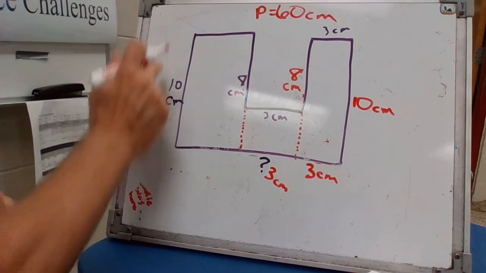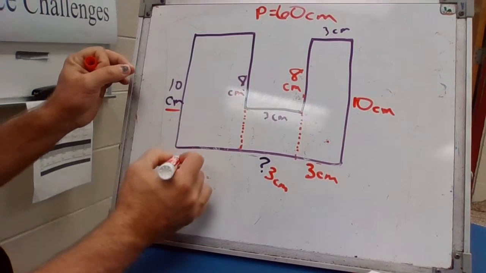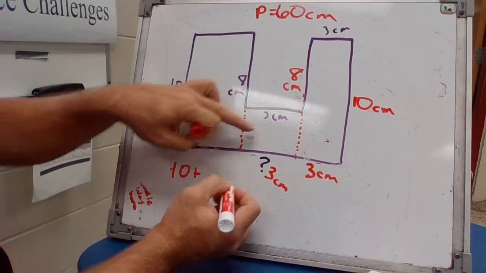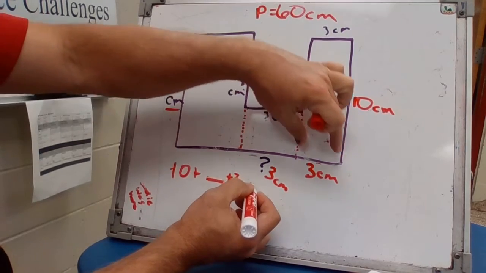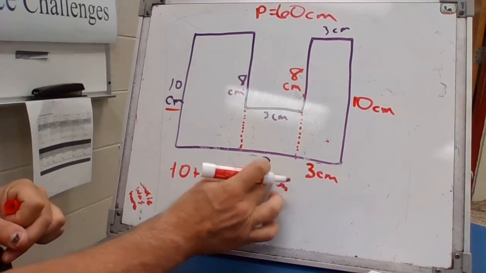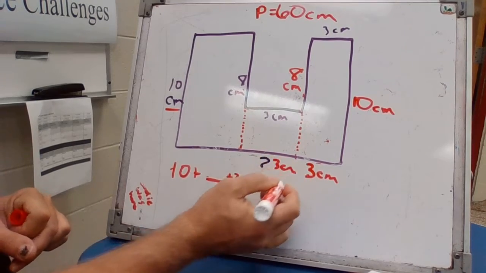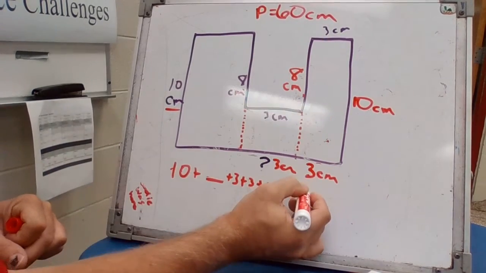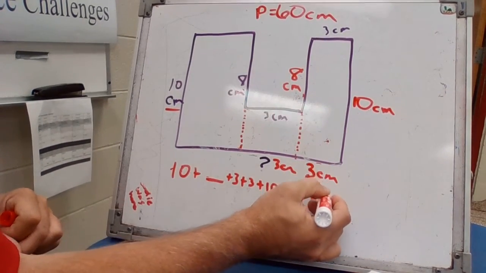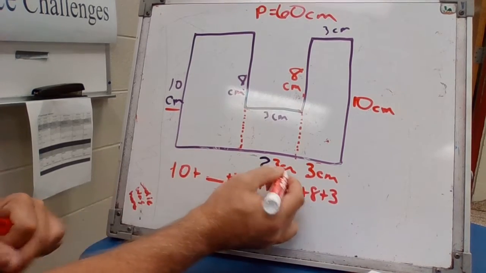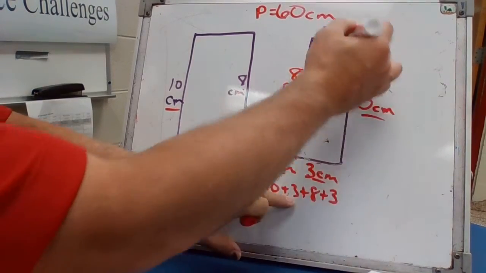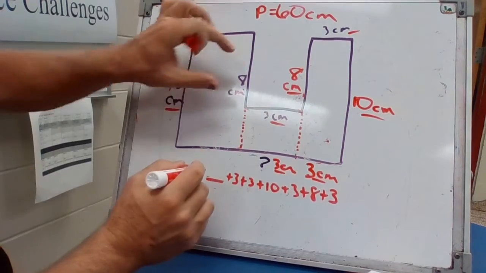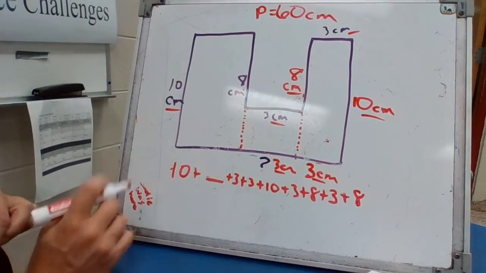Taking into consideration what we've got here, we'll add this 10 plus something there. We don't know what that is. This is going to be a plus 3. That part's a plus 3. This is a 10. That's a 3. That's an 8. That's a 3. Here's a 3. There's a 3. There's a 10. There's a 3. There's an 8. We know that's a 3. We know this is an 8. So that's what we have there.